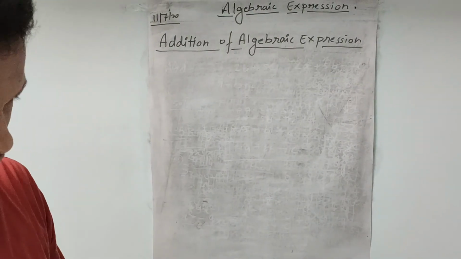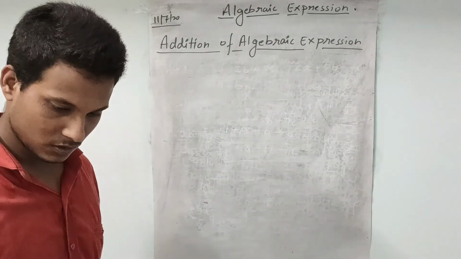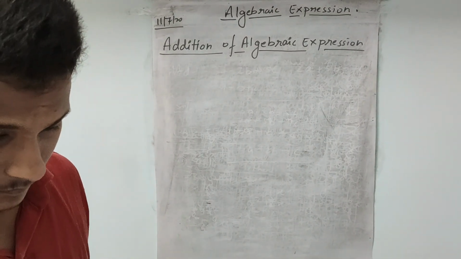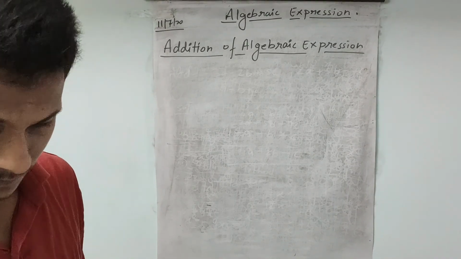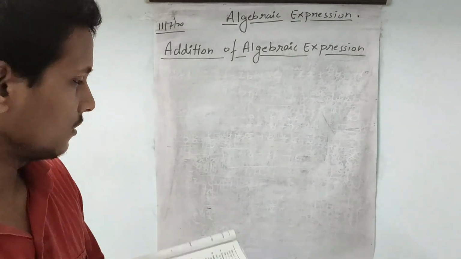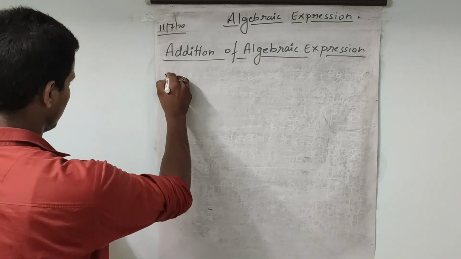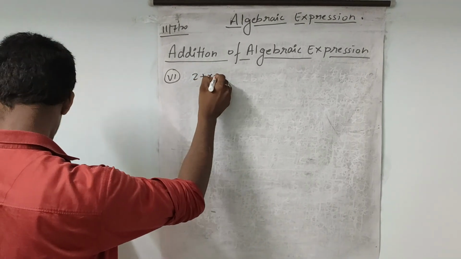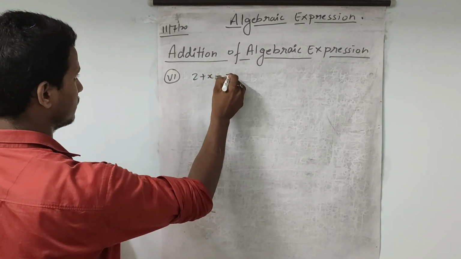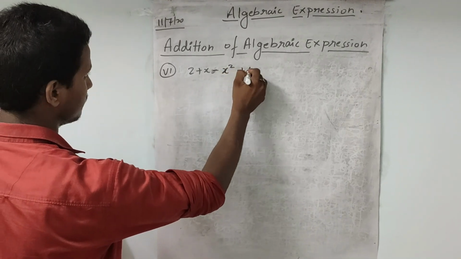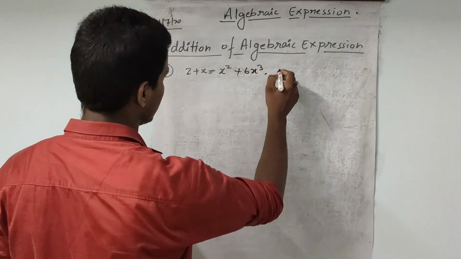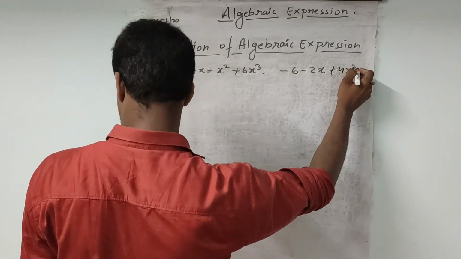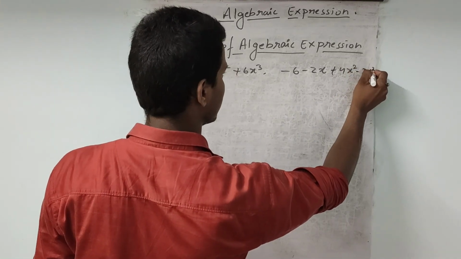Suppose one more question is given. Now the next question, I have taken question number 6. We are given 2 plus x, sorry, 2 plus x minus x square plus 6x cube. Now next, minus 6 minus 2x plus 4x square minus 3x cube.